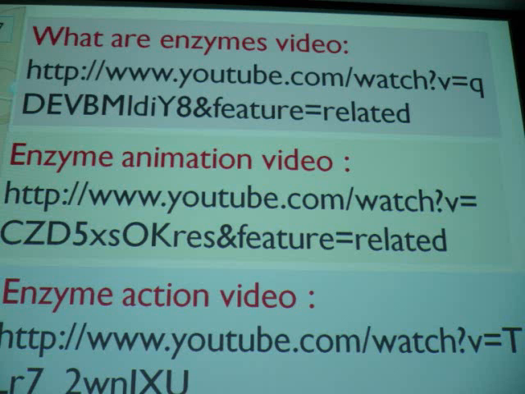They would split anyway, but much faster with the enzyme. They're done.